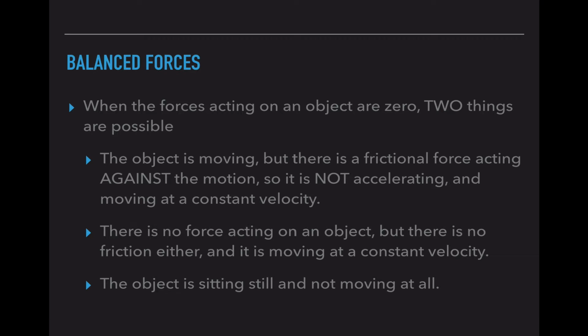When the forces acting on objects are 0 or add up to 0, two things are possible, and we've already kind of mentioned this. The object is either moving, but there is no frictional force acting against the motion, which means it's not accelerating and moving at a constant velocity. There is no force acting on an object, but there is no friction either, and the object is moving at a constant velocity. Or the object is sitting still and not moving at all.